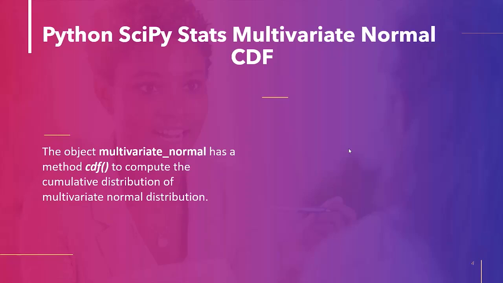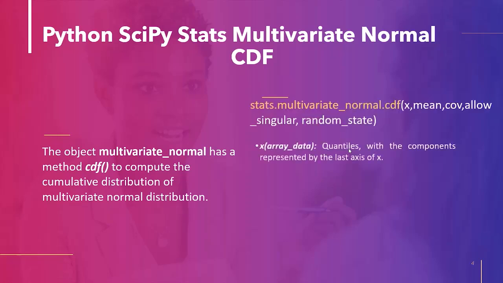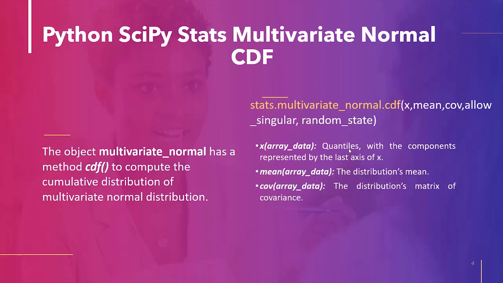The syntax of the method is as follows, where the parameters are x, which represents the quantile with the last axis of x denoting the components. Mean, it is the mean of the distribution. By default, it is 0. Cov, this is the covariance matrix of the distribution. By default, it is 1. Allow_singular, whether to allow a singular covariance matrix. By default, it is false.